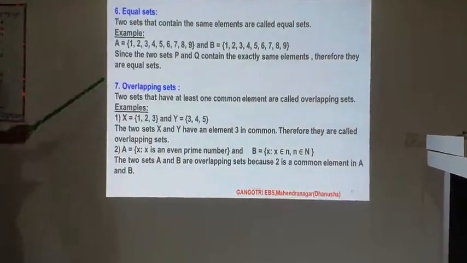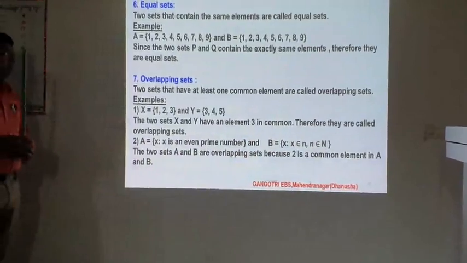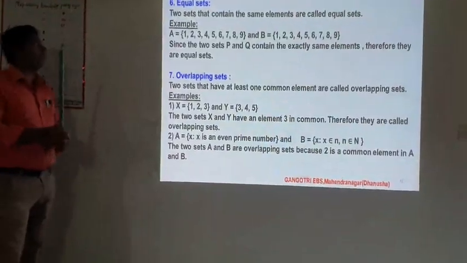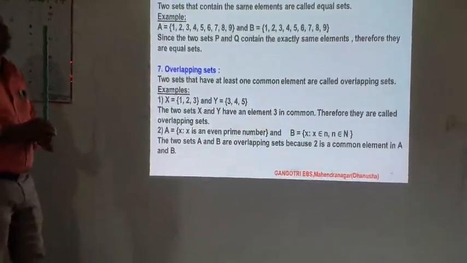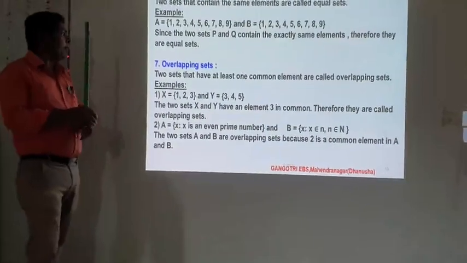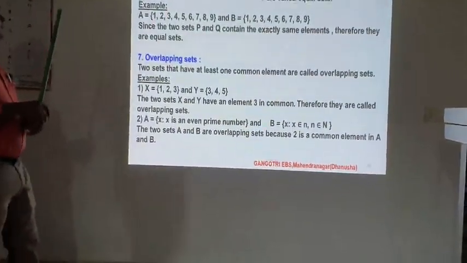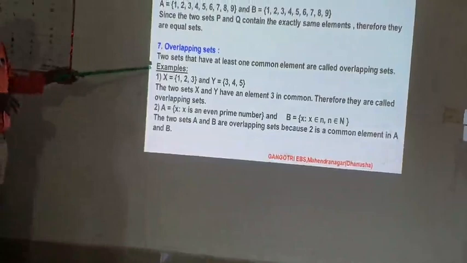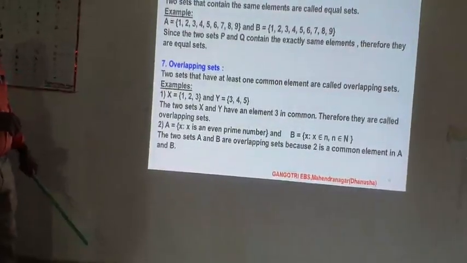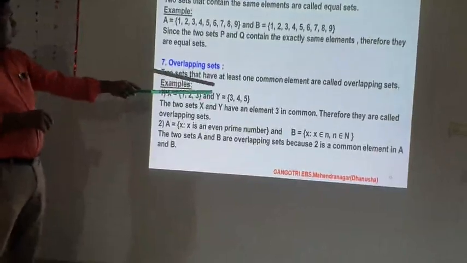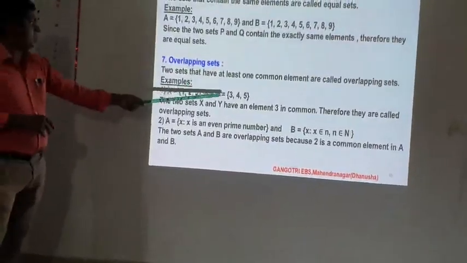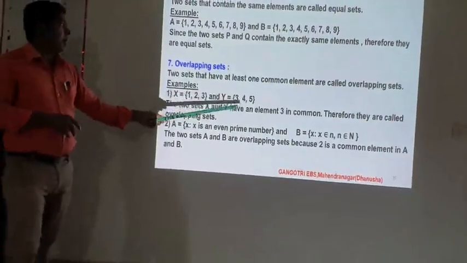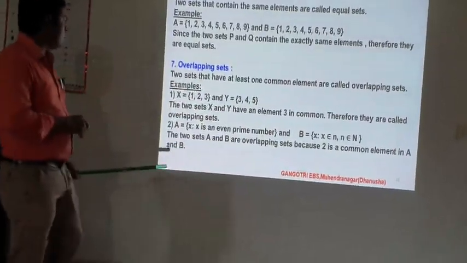Now we discuss overlapping sets. Overlapping sets means two sets that have at least one common element. It means two or more sets are said to be overlapping if they have at least one common element. If there is no common element, then it is not overlapping. See one example here: X is equal to {1, 2, 3}, Y is equal to {3, 4, 5}. Here 3 is the common element, so the two sets X and Y have element 3 in common, therefore they are called overlapping sets.